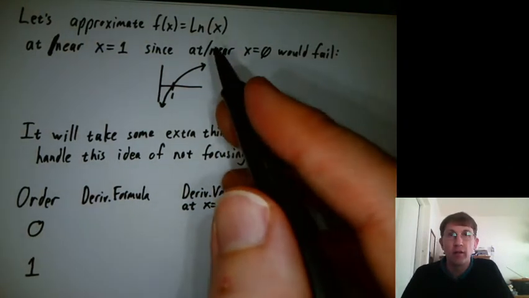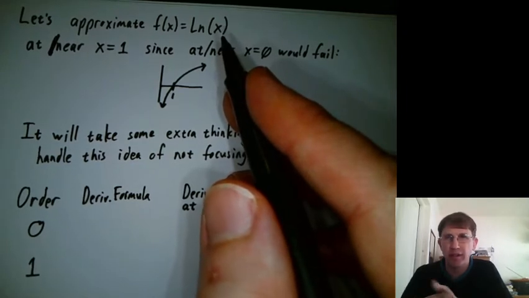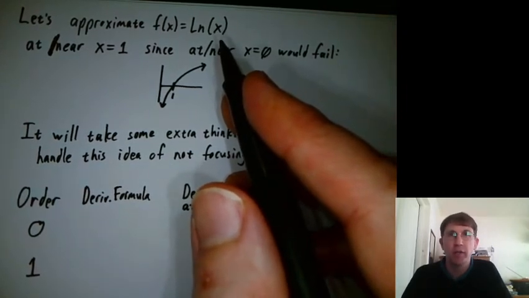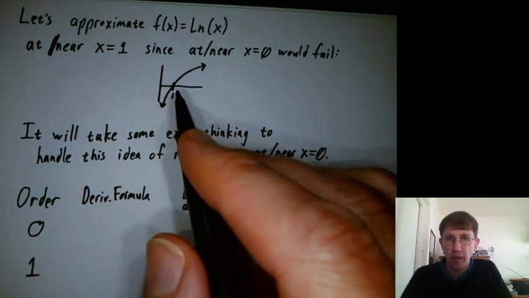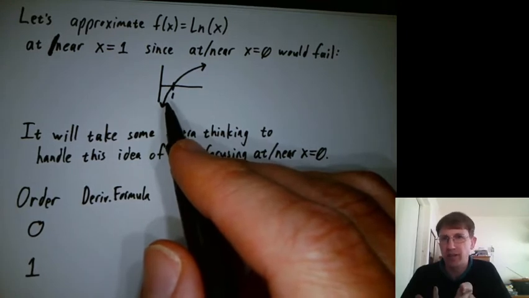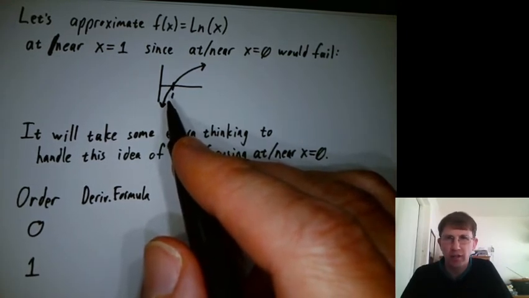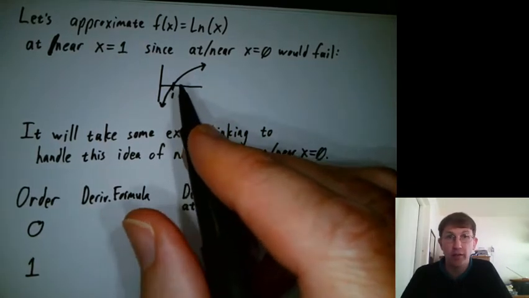Let's try this polynomial approximation for log of x, because people like log even less than cosine, right? So it'd be handy to have a polynomial approximation for it. Let's focus near x equals 1, because if we tried it at x equals 0, well, log of 0 is undefined. It's kind of negative infinity. It seems like we shouldn't have that in our polynomials, right? So let's focus somewhere nicer.